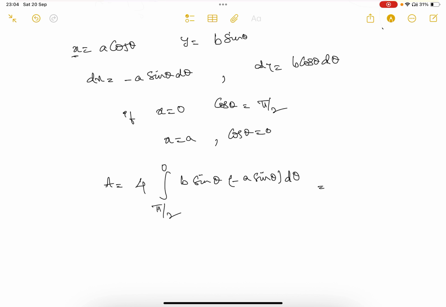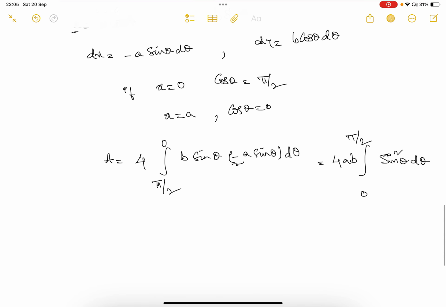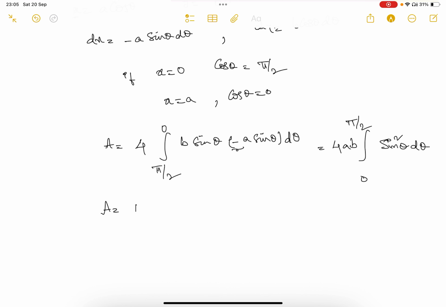Fine. Because of the negative symbol here, the integration limits will get interchanged, and you can keep ab out of the integral as they are constants. This will be 4ab integral 0 to pi by 2, right, sin square theta d theta. Fine. Then area equal to 4ab integral 0 to pi by 2. Sin square theta can be written as 1 minus cos 2 theta by 2, right? So let's try to solve this.